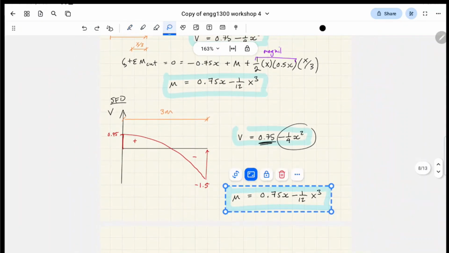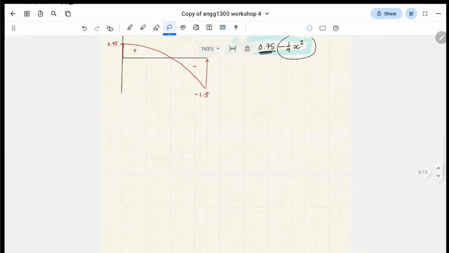So anyway, we're going to plot this one as well.